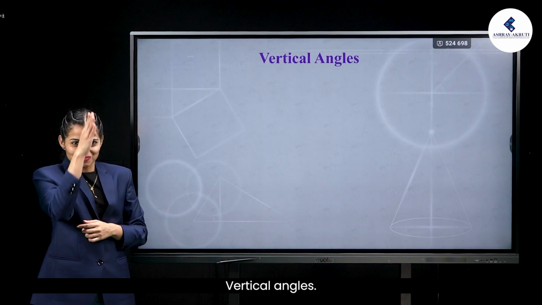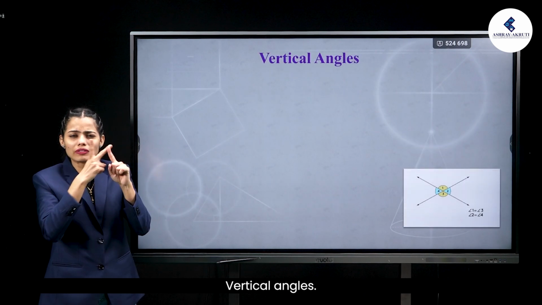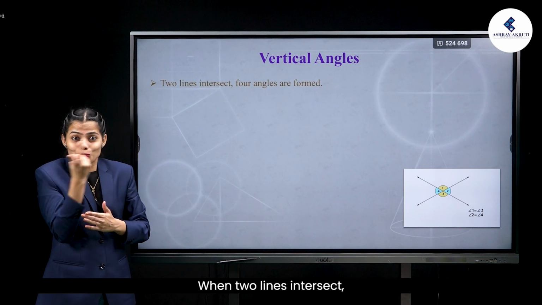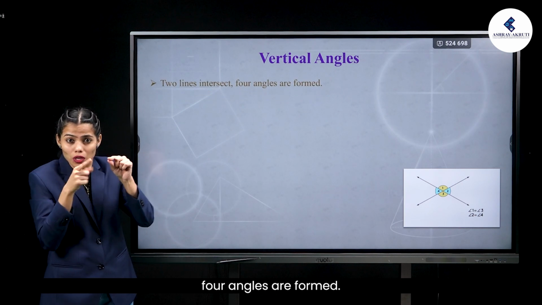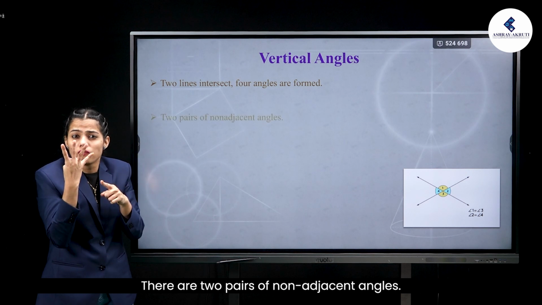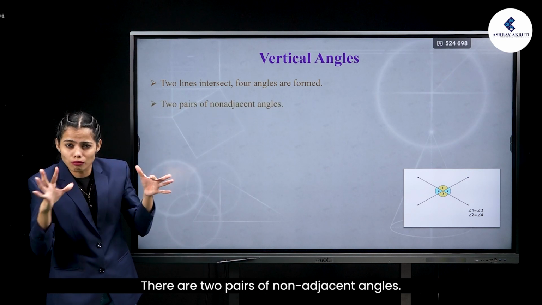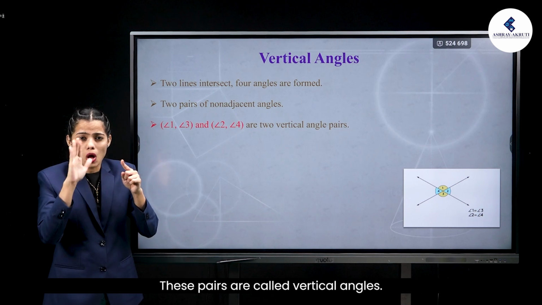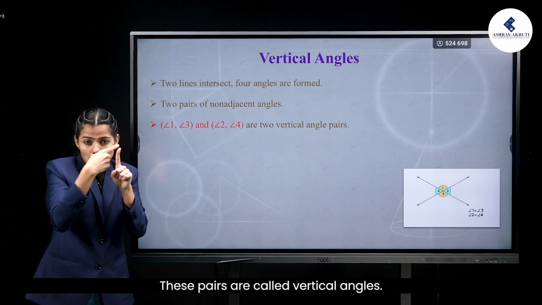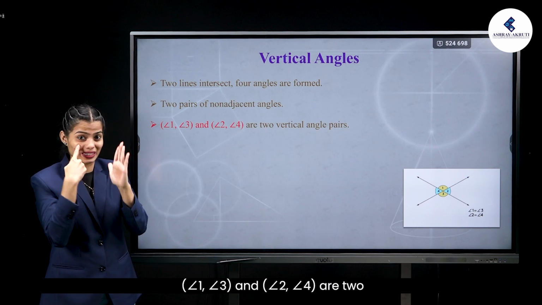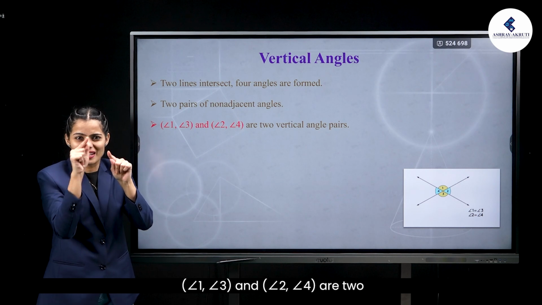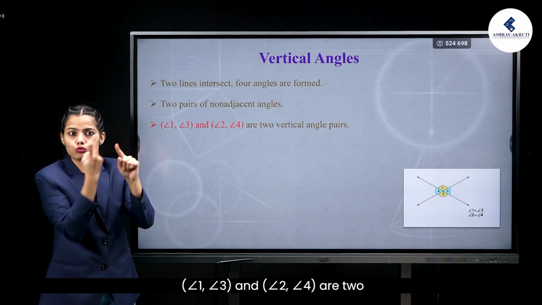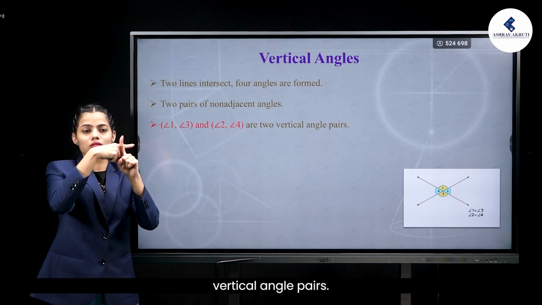Vertical angles. What are vertical angles? When two lines intersect, four angles are formed. There are two pairs of non-adjacent angles. These pairs are called vertical angles. In the image given below, angle 1 and angle 3, and angle 2 and angle 4 are two vertical angle pairs.